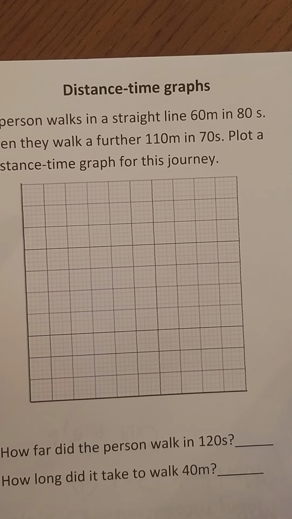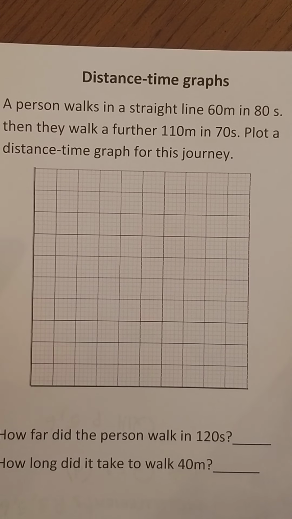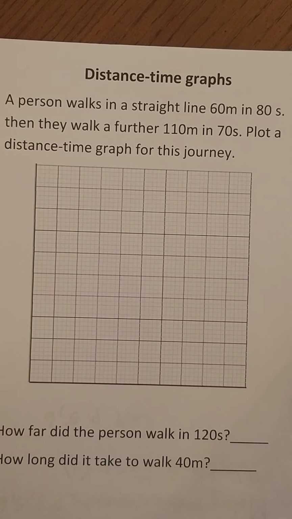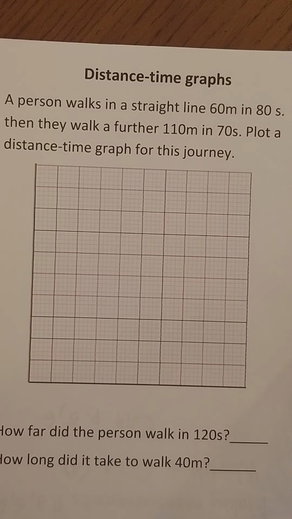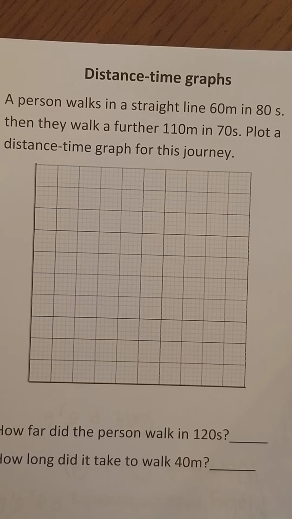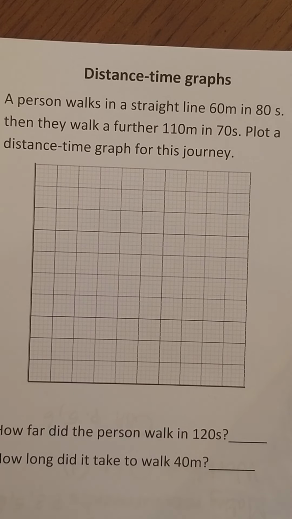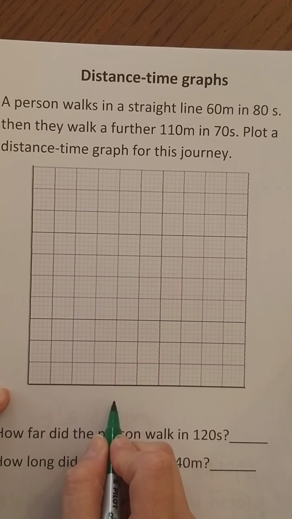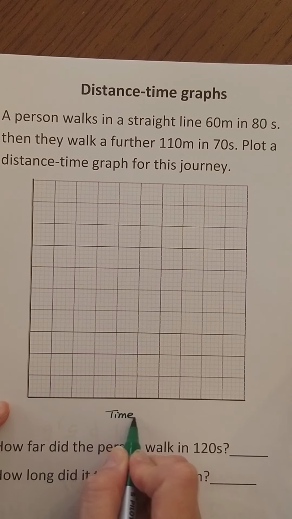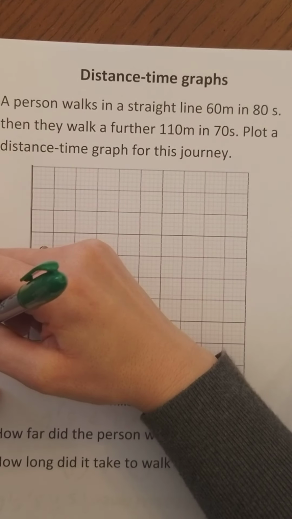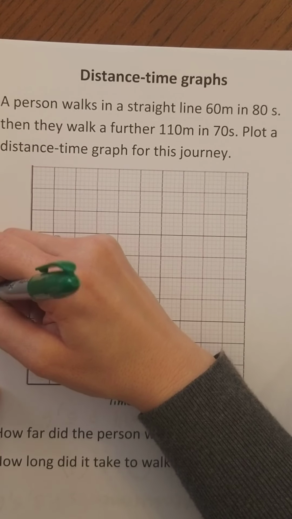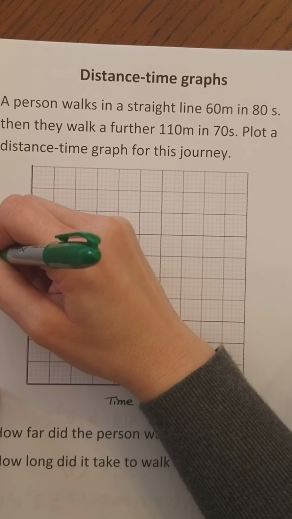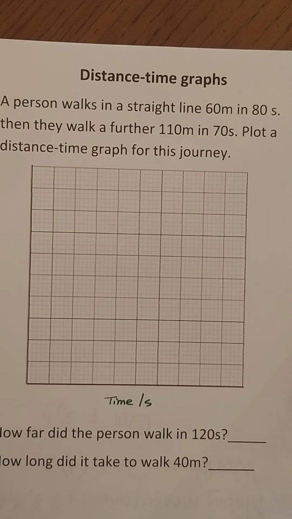Okay, here's another example for you. A person walks in a straight line 60 meters in 80 seconds. Then they walk a further 110 meters in 70 seconds. Plot a distance time graph for this journey. Okay, first of all, we need to label our axes. Time in seconds, distance in meters. Now we're going to divide our x and y axes.